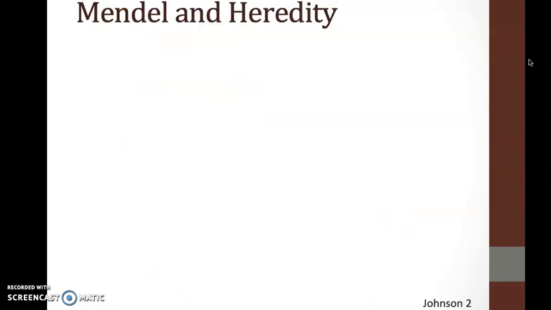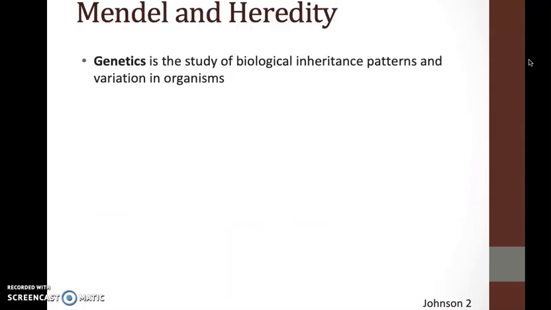Okay. So we're talking about Mendel and we're talking about heredity. Mendel is a person. He's this guy right here. And we'll talk about his little story. So genetics is something we've been talking about for the past couple of weeks. Genetics is just a study of biological inheritance patterns and variation in organisms. And if we know what variation is, variation are just differences in organisms. So how organisms come to be different from other organisms. How you have freckles and somebody sitting next to you doesn't have freckles, or how you have blue eyes when your parents both have brown eyes, or something like that, right? Genetics is a study of those things.